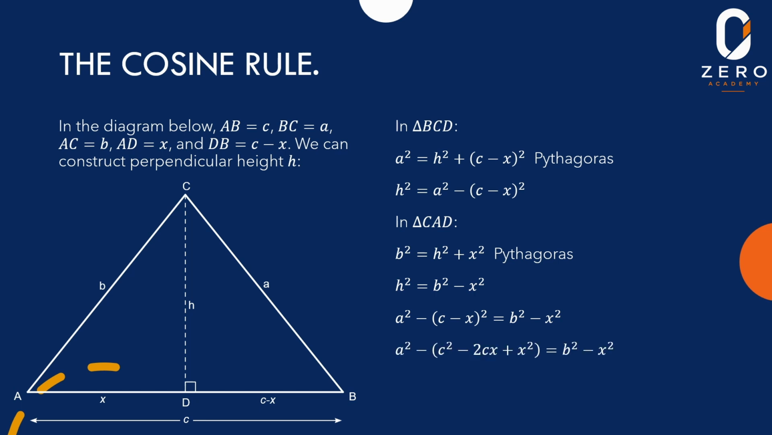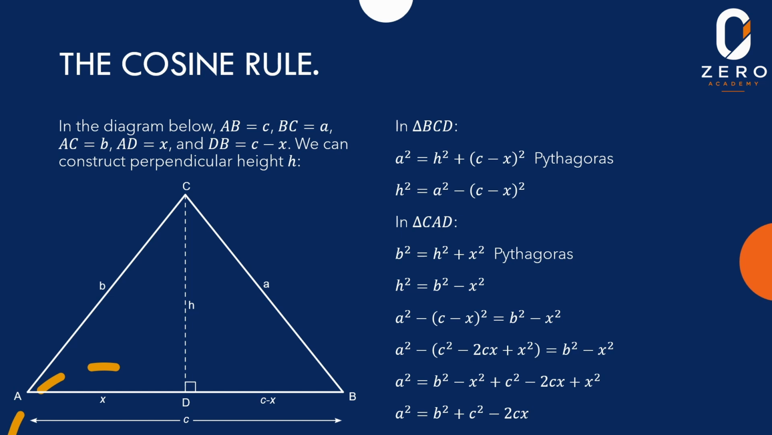Simplifying that a little further, a squared, I'm going to write it as it is and expand the (c minus x) to give me c squared minus 2cx plus x squared is equal to b squared minus x squared. Again simplifying and making a squared the subject of the formula, I will have a squared is equal to b squared minus x squared plus c squared minus 2cx plus x squared. If you look at that, the negative x squared plus x squared will cancel each other out, and that will leave me with a squared is equal to b squared plus c squared minus 2cx.